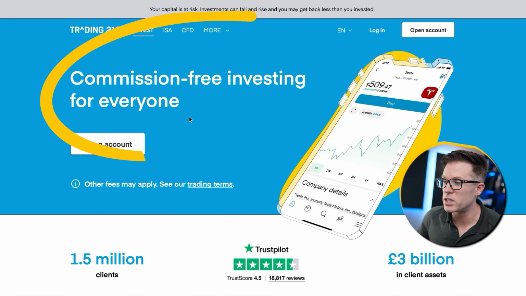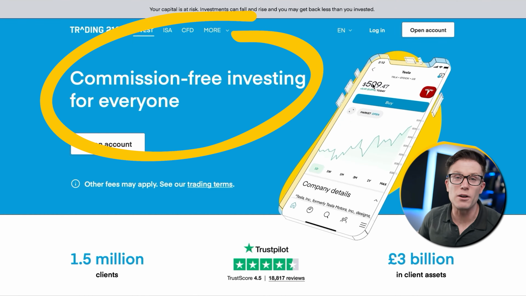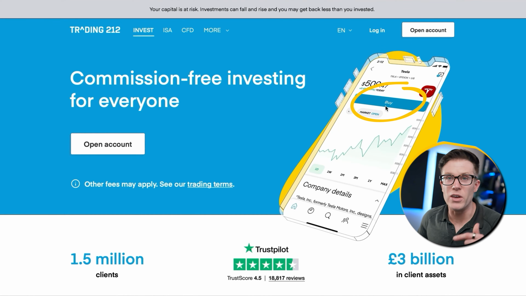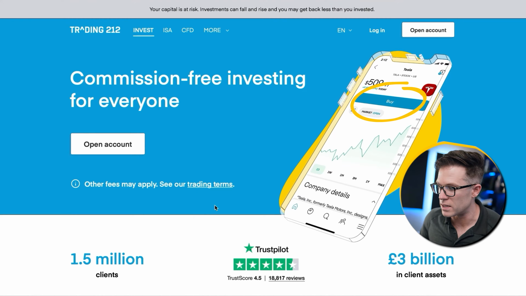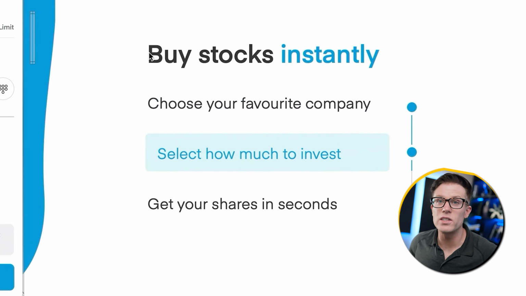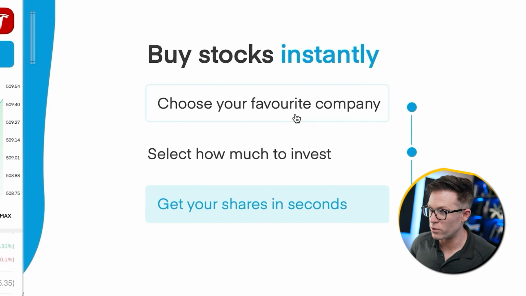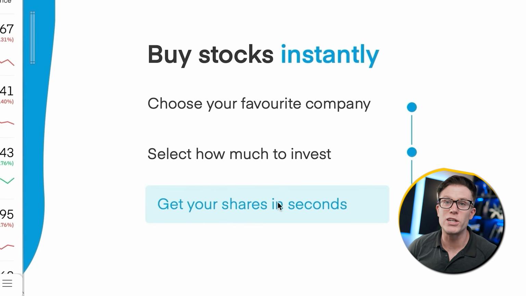Look at this headline. Commission-free investing for everyone. They make it really simple. It looks like a game. It's really simple. Look, there's a big fat buy button that you can click. That's implied simplicity. Look at how the copy on this page is designed to remove fear. It's designed to make it seem really easy. Buy stocks instantly. Choose your favorite company. How much to invest. Get your shares in seconds.